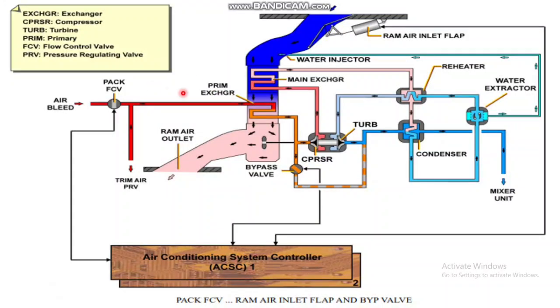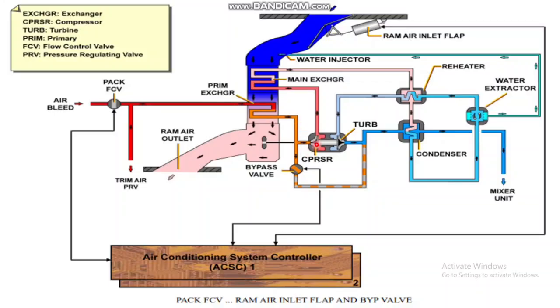So this is your pack unit. In a simple way, we will not go into the detail. Air bleed is going to the FCV. The FCV is controlled by ACS 1 and 2, and as I told you, it will take a tap from the FCV for the trim air pressure regulating valve. It will go to the primary heat exchanger, which will reduce the temperature. Then it will go to the compressor.